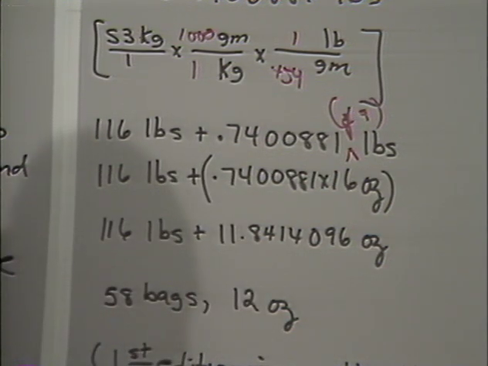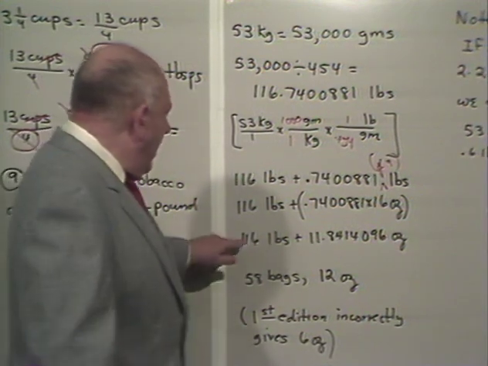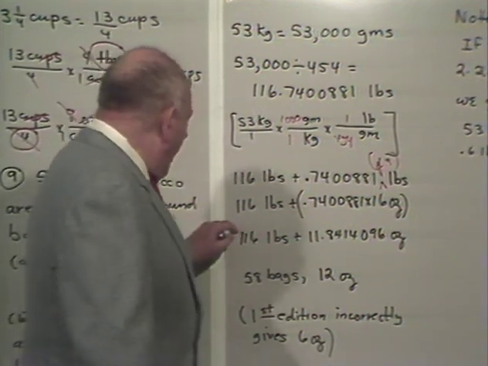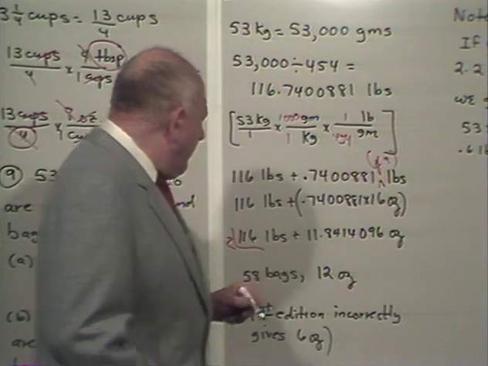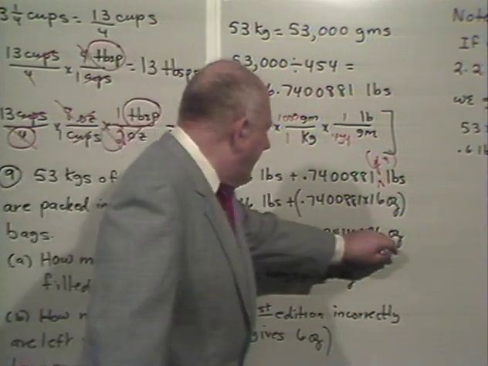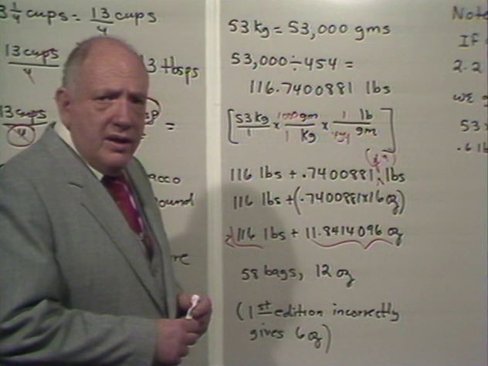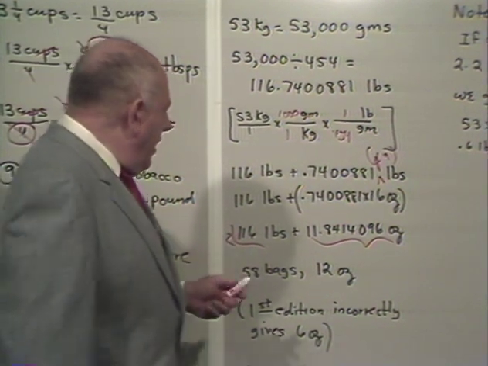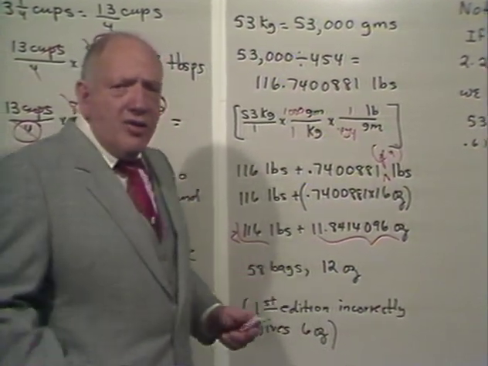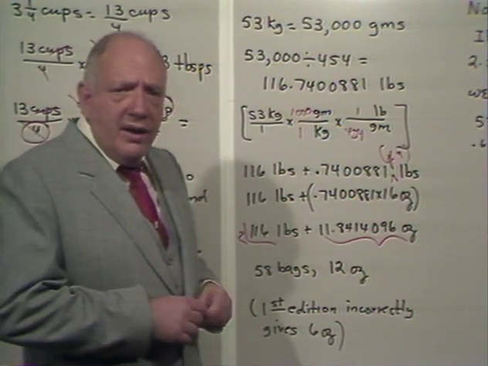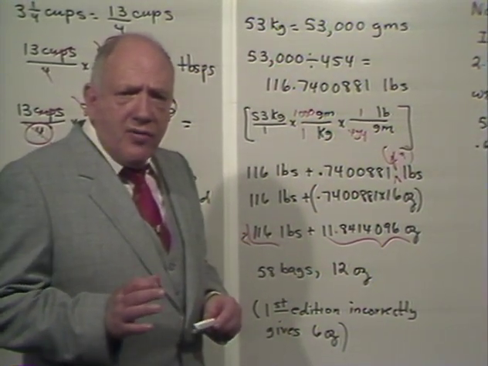Now, how many pounds do I put into a bag? 116. So at 2 pounds per bag, that's going to fill up 58 bags. And now what's left over after the 58 bags are filled? 12 ounces. And by the way, usually I find an excuse, like it was a typographical error or something, to explain why there's a wrong answer in the study guide.